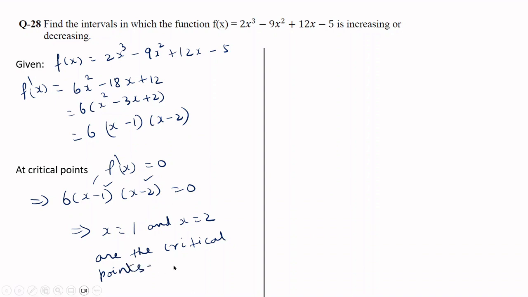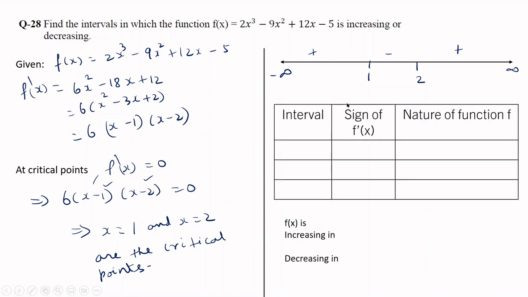Now let us draw the number line. Here the entire number line is divided into the intervals minus infinity to 1, then 1 to 2, and then 2 to infinity. Starting from the right, we know that f dash of x is positive, then negative, then positive. So let us draw the table and see the intervals. Here we have to find the intervals in which this function is increasing or decreasing.